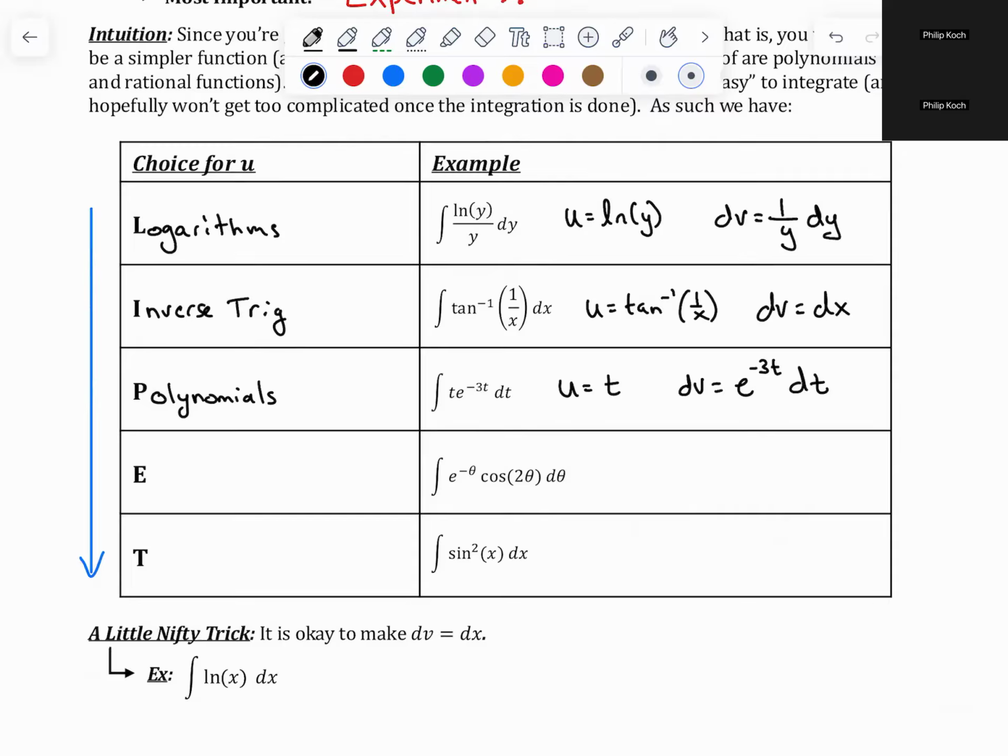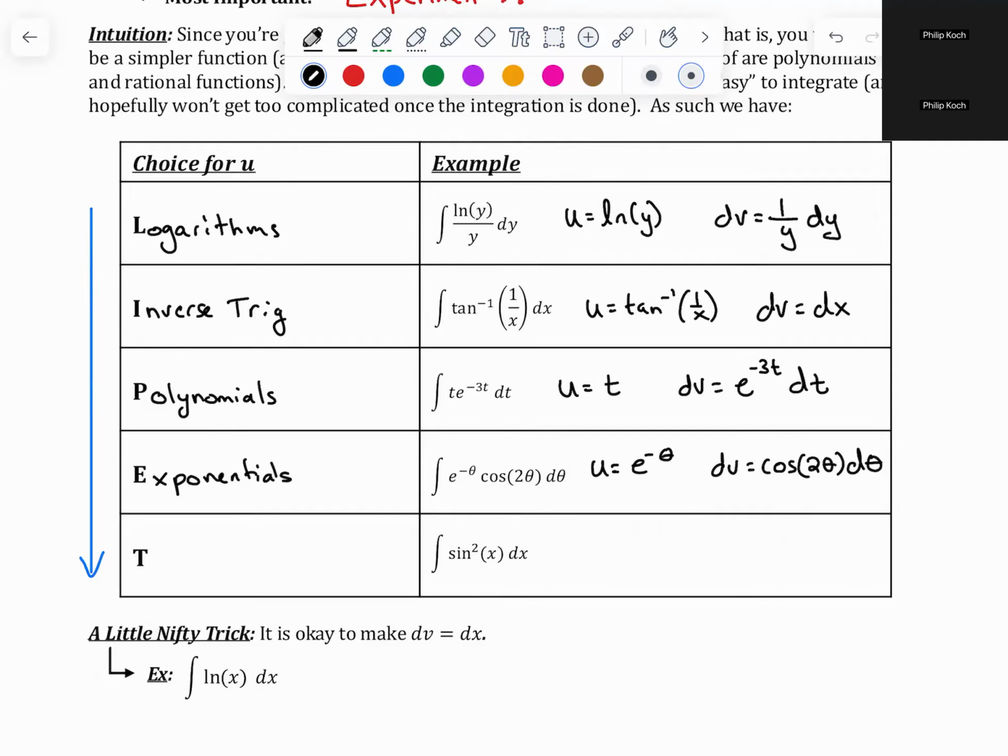Anyways, next thing. E and T are kind of a situation where both work out, but I find that exponentials are far better first. So exponentials. With this one, e to the negative theta cosine 2 theta, we'll make u equal to e to the negative theta and dv equal to whatever's left. So that's cosine of 2 theta d theta, because much like the other one, cosine 2 theta is pretty nice to integrate. Nearly 1/2 sine of 2 theta.